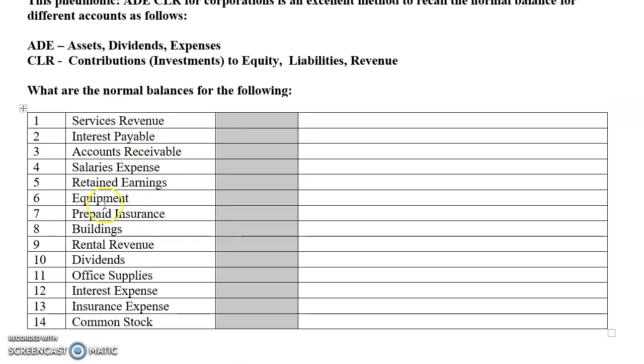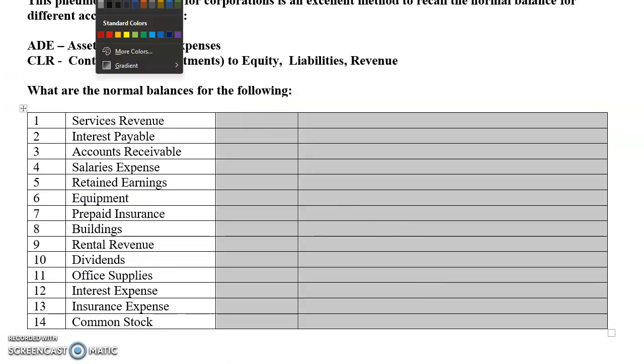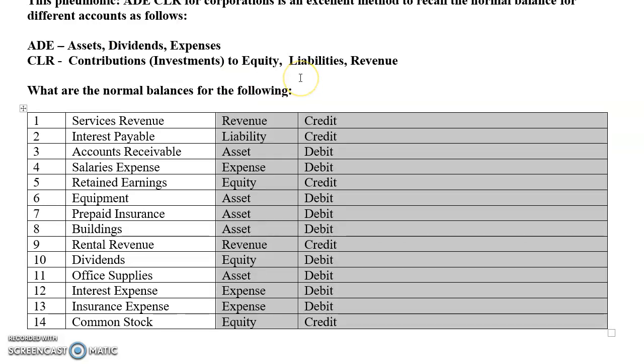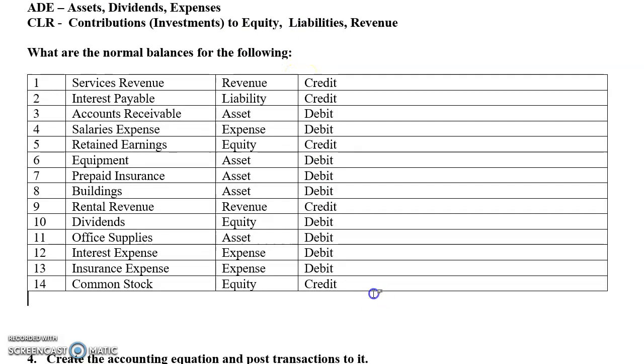So make sure you pause the video. Please pause the video. Make sure you got these filled out, and then compare your work. Don't cheat. Please don't cheat.